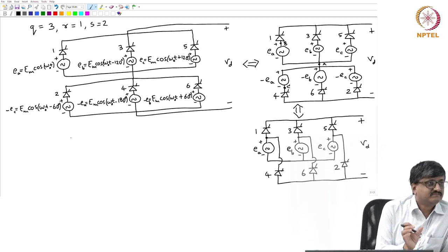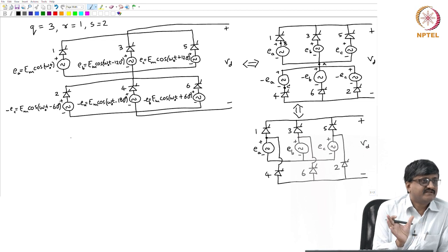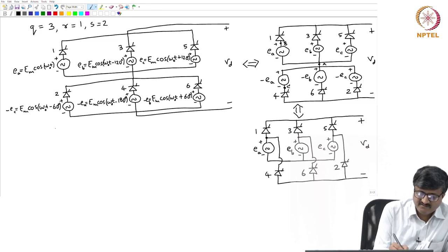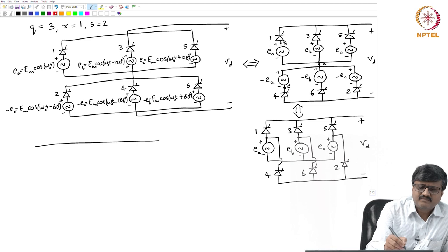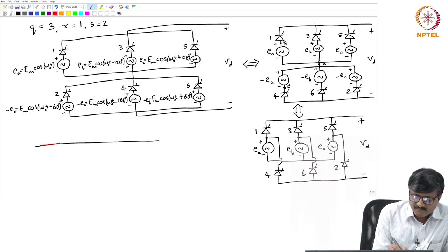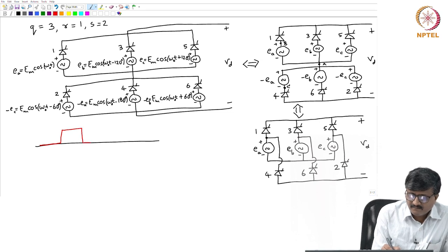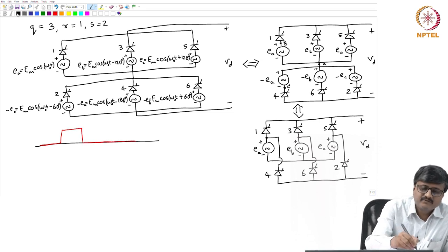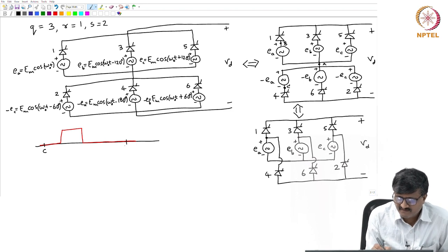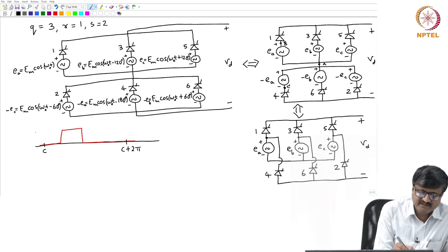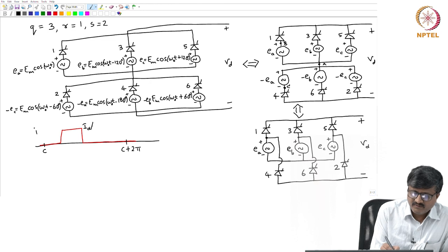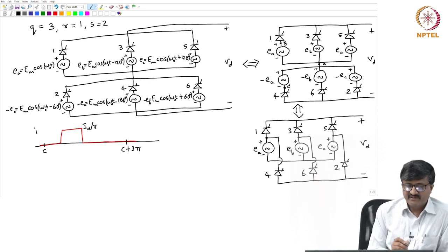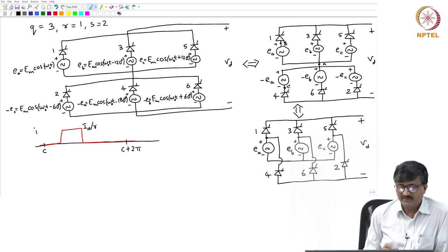But what was the wave shape of the current through the individual transformer winding? It is a constant for a certain duration equal to Id by R, and for the rest of the time it is 0, if you take any one cycle. See, the waveform is like this. So if I take one cycle, I can always find a value such that the wave shape of the current through the transformer winding is like this, where it is equal to Id by R for a certain duration and equal to 0 for the rest of the period.